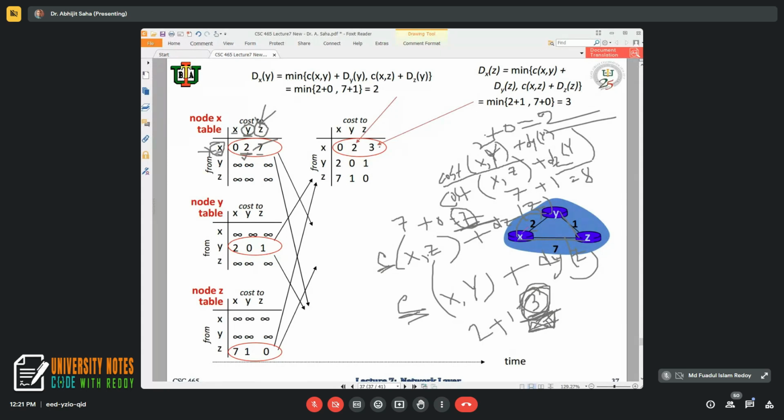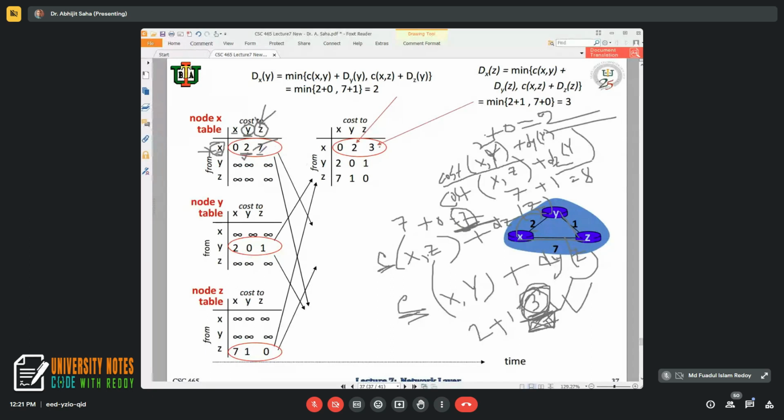So we have found here that we want to go from X to Z. From X to Z, we have two paths, and from the two paths we got values. With one path we got the value 7, and with another path we got the value 3. You can see that X to Z is 7, and X Y Z is actually 2 plus 1, which is 3. So 3 is the least cost among these two.